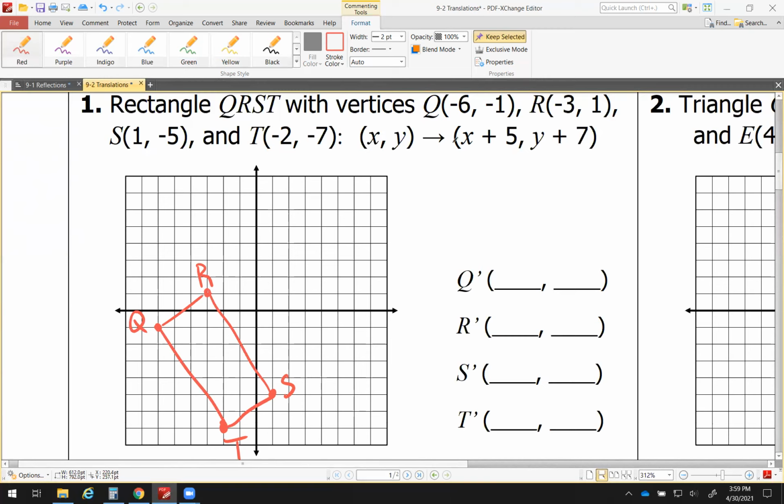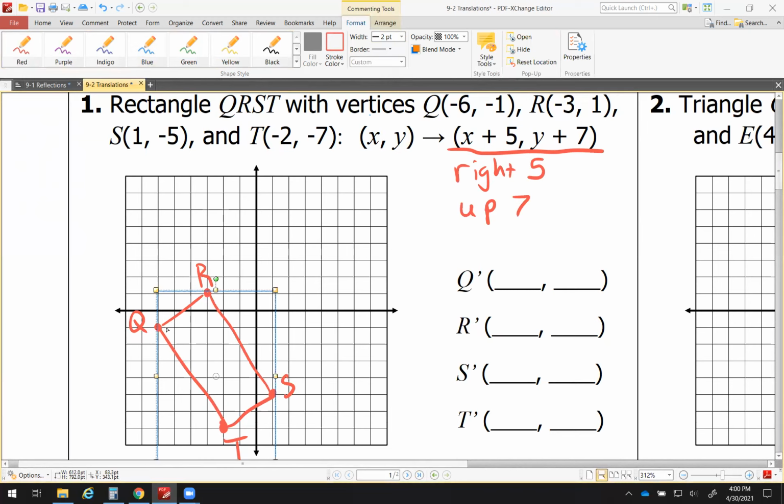And so there's a couple of different ways that you can translate these things. If you want to do it geometrically, then what you should do is look at this transformation and say, that x plus 5 means I'm going to the right by 5, and the y plus 7 means I'm going up by 7. And then you would take each of these points and move them right by 5, so 1, 2, 3, 4, 5, and then up by 7.